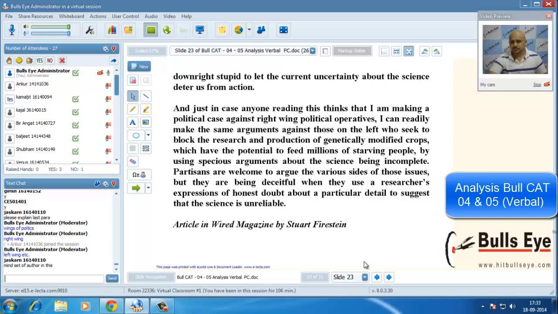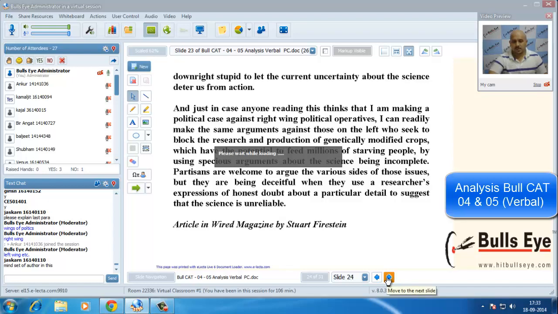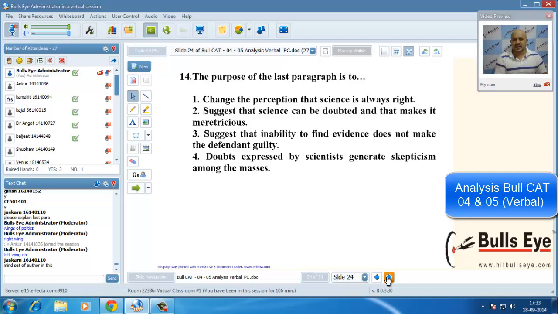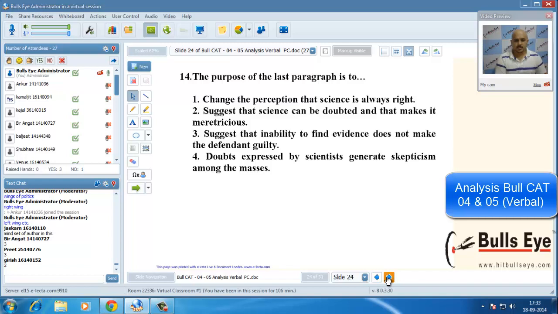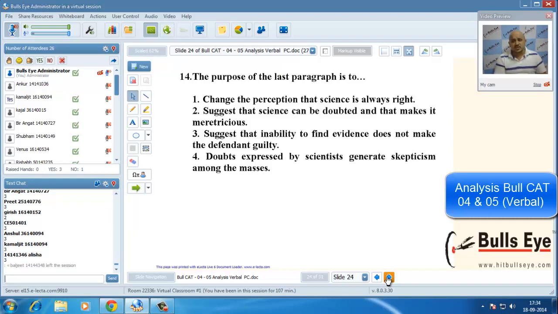Questions now. The purpose of the last paragraph is to... answer, guys. I've already explained it. Suggest that the inability to find evidence, which basically means the inability to prove something 100% correct, does not make the defendant guilty. Here, he's using indirect language to prove his point. It's an indirect way of saying that even though science might not prove things conclusively, you still cannot rule it out. You cannot say, I'm not going to use science. So that is something that should not be done. So that is what is suggested by this particular question.